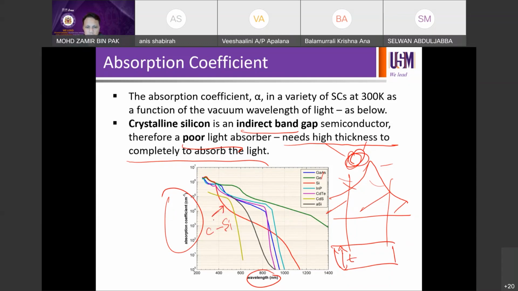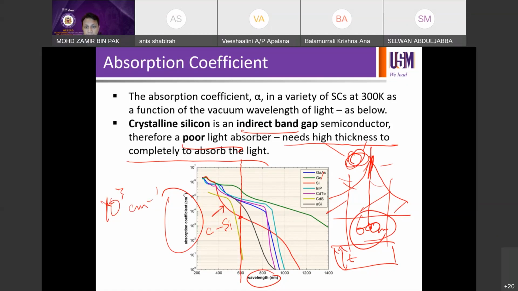So let's have a look. Typically our solar spectrum peaks around 600 nanometer. So this is where you want to harvest the most. That's why when you do the comparison of the alpha, try to compare first at 600 nanometer. So that is crystalline silicon. That's about what, 2, 3, perhaps early 10 to the 3, low 10 to the 3, right? Low 10 to the 3 cm^-1.